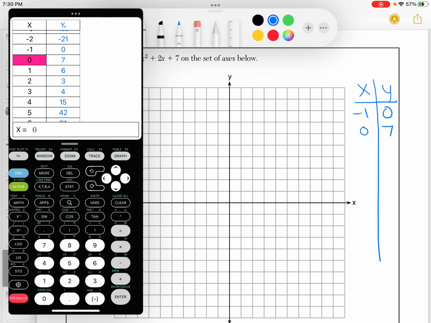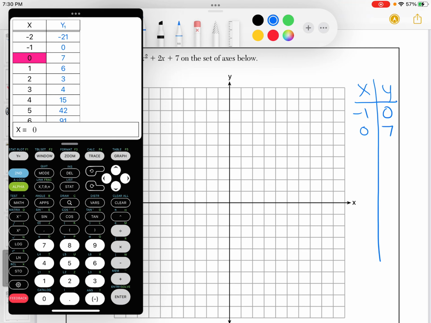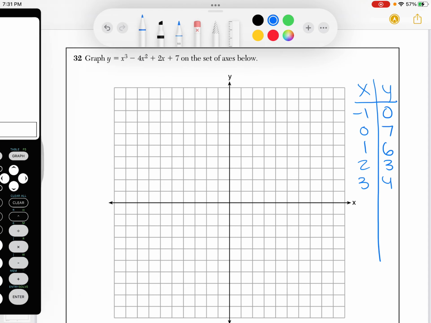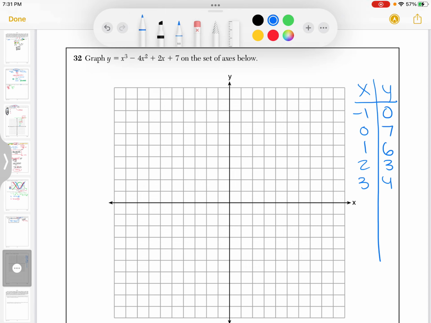-1, 0. 0, 7. Notice I didn't go to -2 because that has a y value of -21. That won't fit. So -1, 0, 0, 7. My next point is 1, 6. Then 2, 3. Then 3, 4. And that's it. That's all that's going to fit because the next point is 4, 15. And 15 is too big.